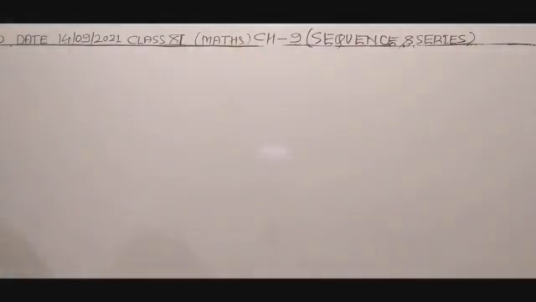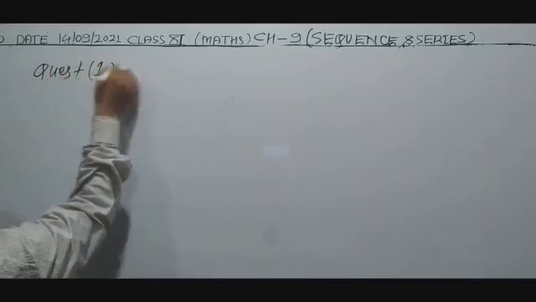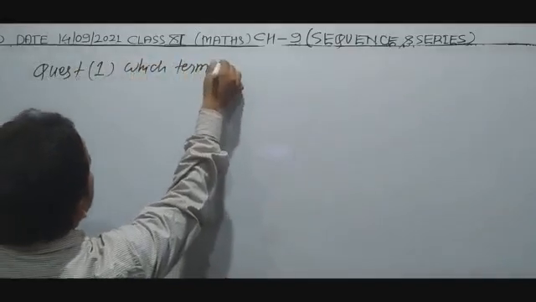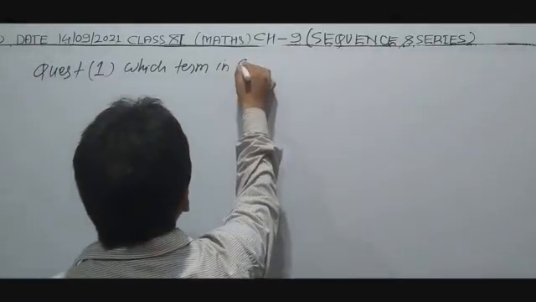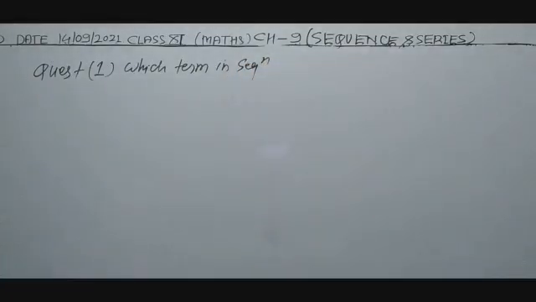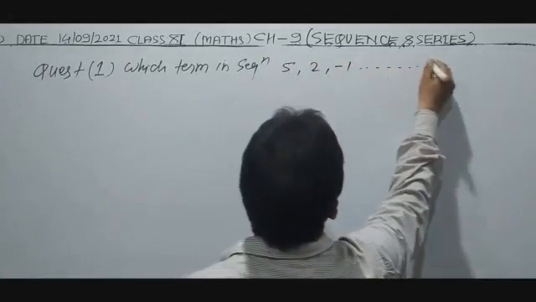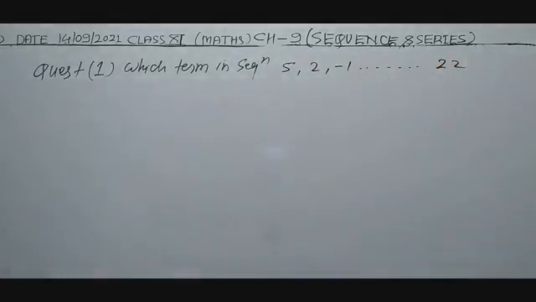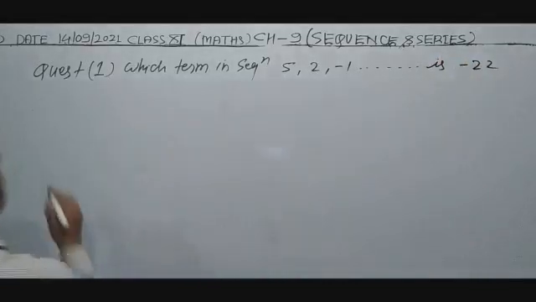So see, today's question number 1 is: which term in the sequence 5, 2, minus 1, and so on, is minus 22? So solution.